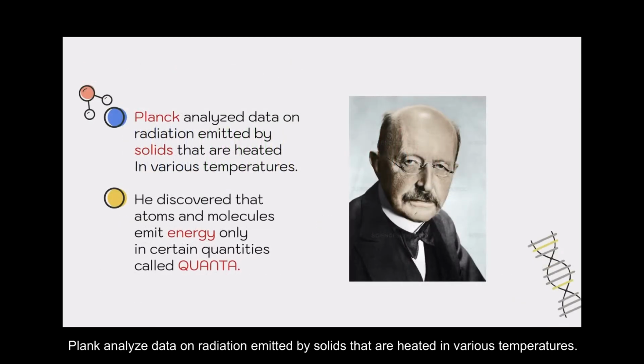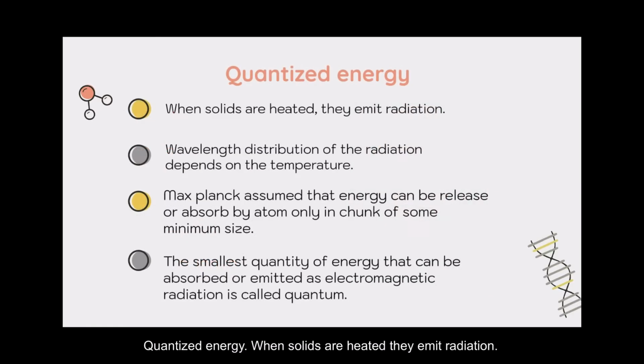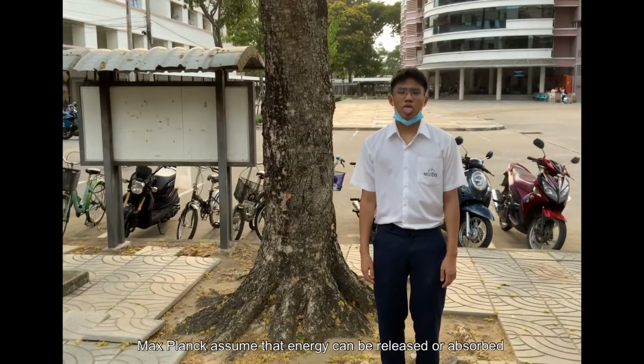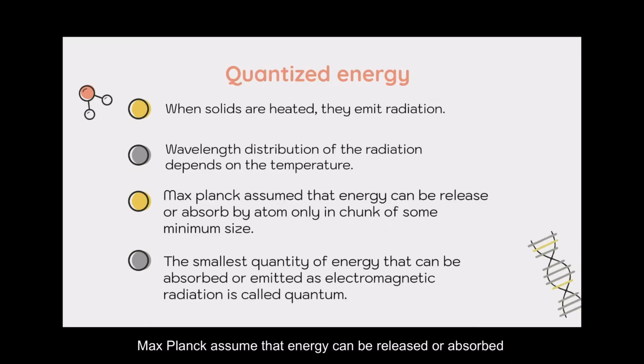Planck analyzed data on radiation emitted by solids that are heated to various temperatures. He discovered that atoms and molecules emit energy only in certain quantities called quanta. Quantized energy: when solids are heated, they emit radiation. The wavelength and distribution of the radiation depend on the temperature. Max Planck assumed that energy can be released or absorbed by atoms only in chunks of some minimum size. The smallest quantity of energy that can be absorbed or emitted as electromagnetic radiation is called a quantum.